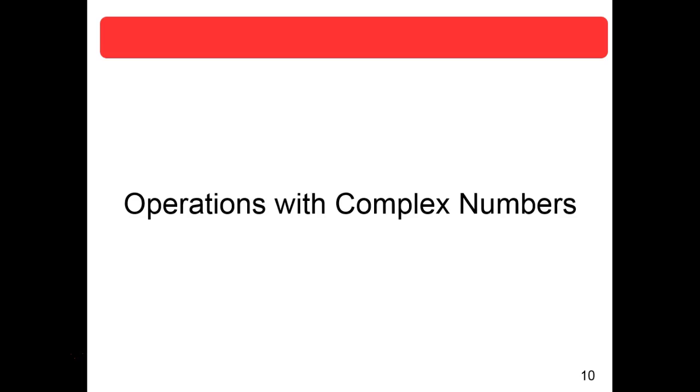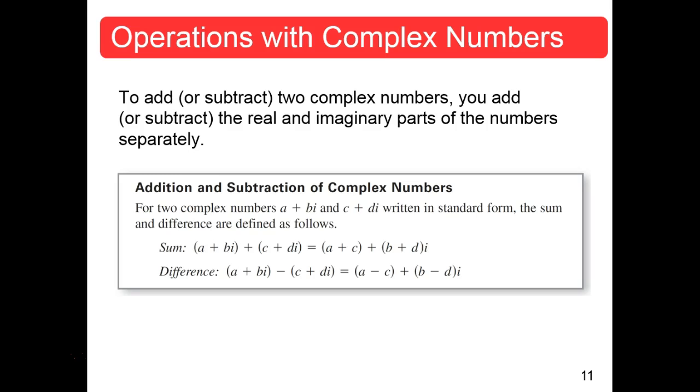So, what operations can we do with complex numbers? What are our four basic operations? Adding, subtracting, multiplying, and dividing. So let's hit those. Start with adding and subtracting. To add or subtract two complex numbers, add or subtract the real parts, add or subtract the imaginary parts. Guess what? You got it done. You do them separately.